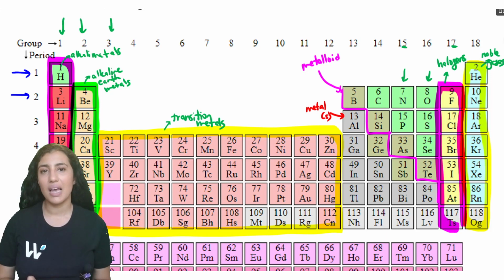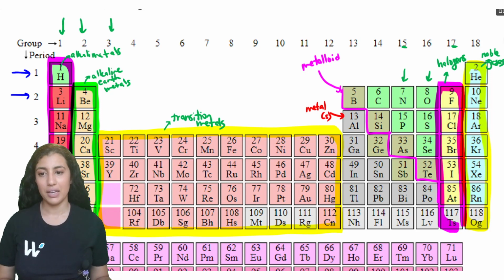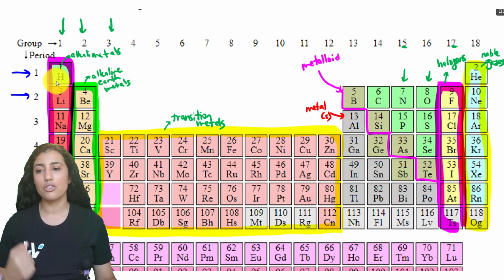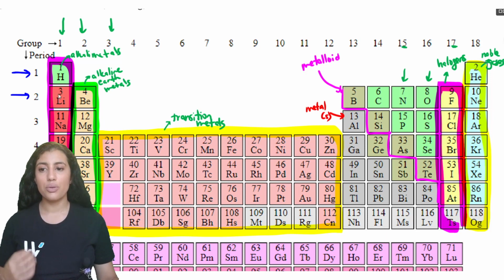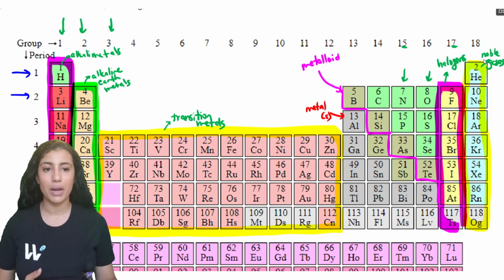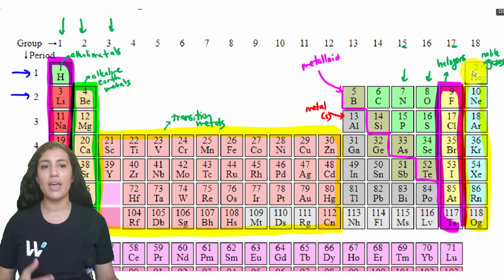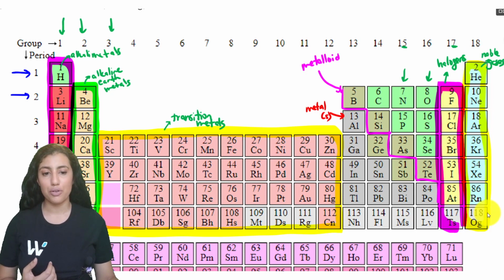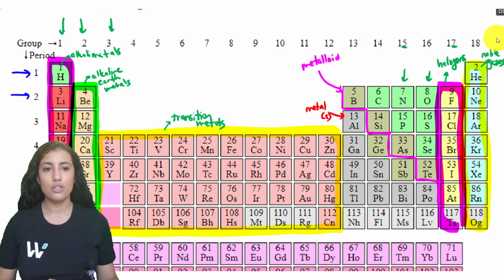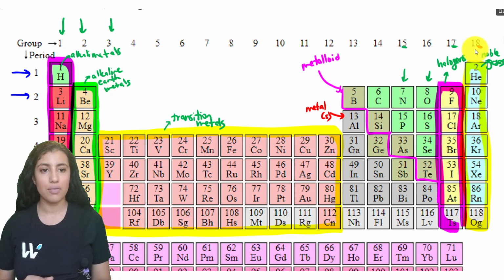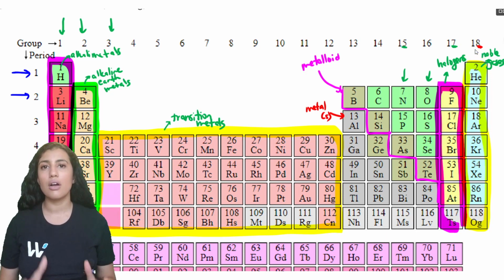Okay, and the last thing I want to touch on is reactivity. We mentioned that alkali metals are extremely reactive, okay? And the reason for that is because they only have one valence electron. So they really, really want to lose that one valence electron so they can have the electron configuration of a noble gas. Something very unique about the noble gases is that they all have a full octet. Notice that they all have 8 valence electrons. So that means they're going to have a full octet.